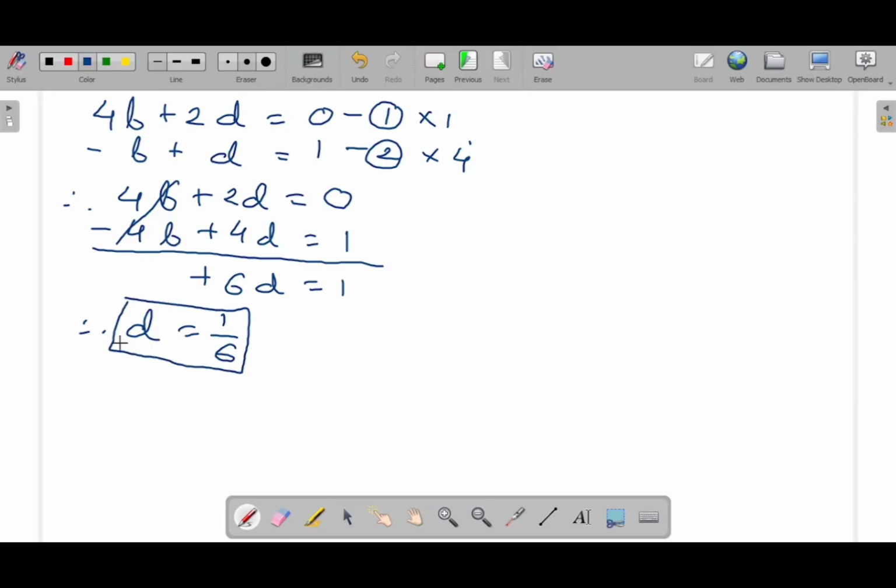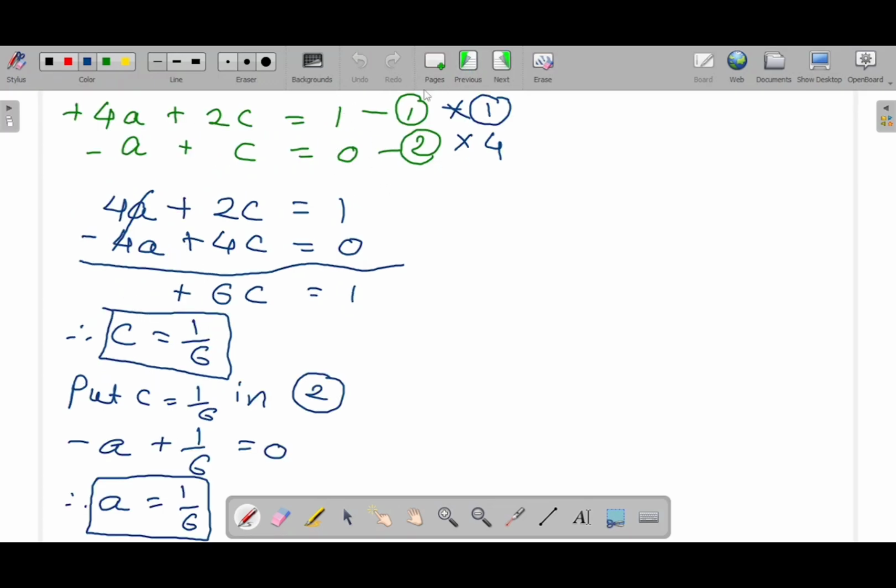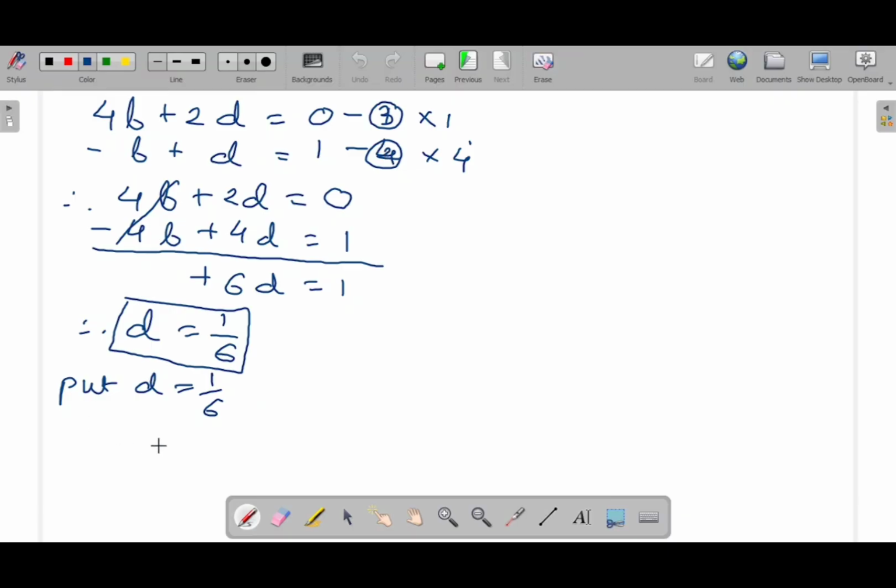Now put this value of d in any of the equations. Obviously, it is easy if I put this value of d in equation number 2. Now here, to understand it in a better way, you can put this in 3 and 4 also, because 1 and 2 you have used in the previous one. You can use 3 and 4, that's not an issue. So put d equals 1 by 6 in equation number 4. So you get minus b plus 1 by 6 equals 1. That means minus b equals 1 minus 1 by 6, which is 5 by 6. So therefore b is equal to minus 5 by 6.